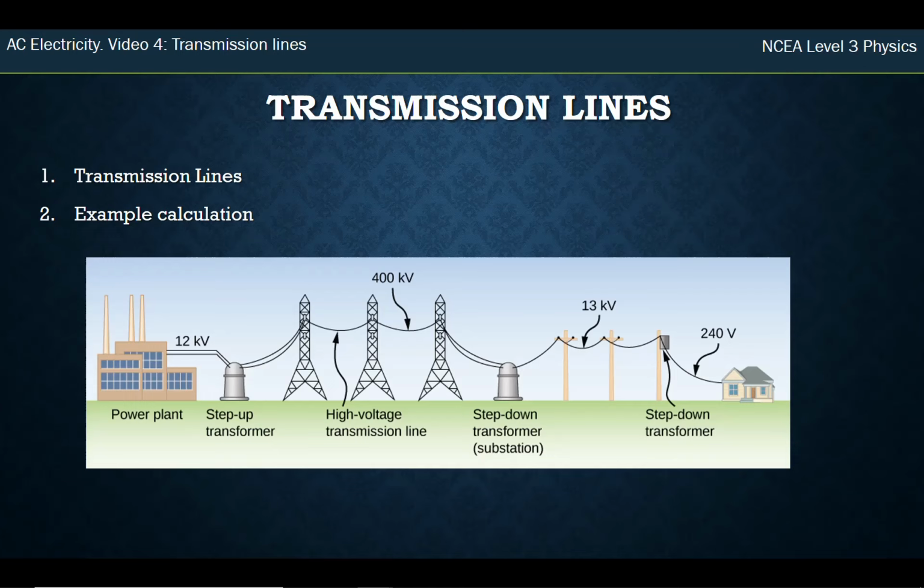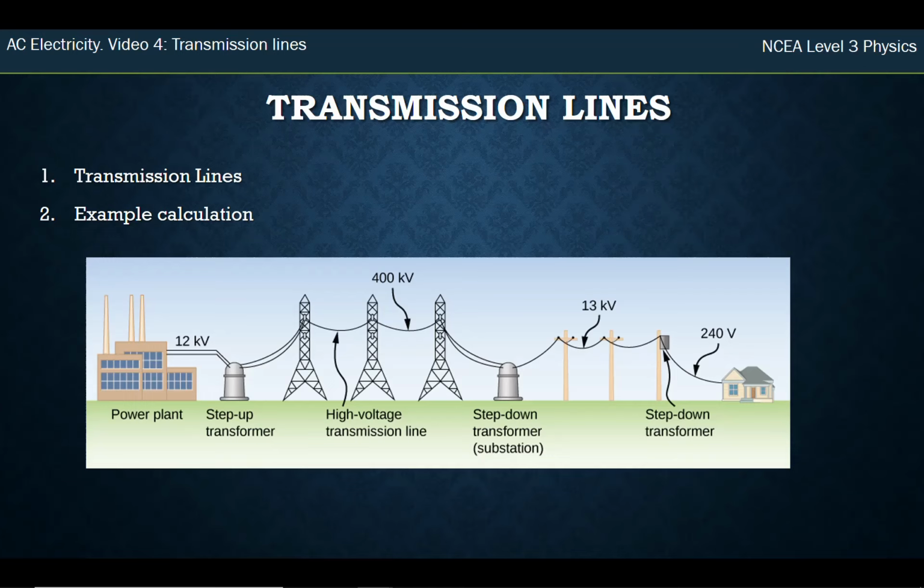Hello, this is Mr. McGovern, and this is the fourth video in the AC electricity series, and we're looking at transmission lines. So we're going to be looking at these ways to transfer electricity from our power plants to our houses, and specifically why do we step that up to such a high voltage to transmit.